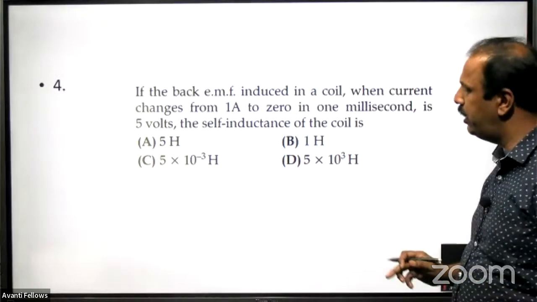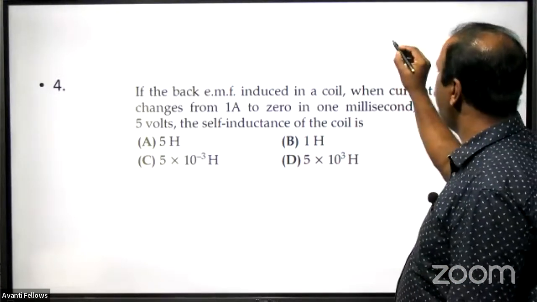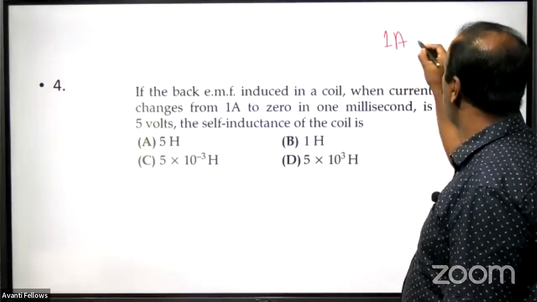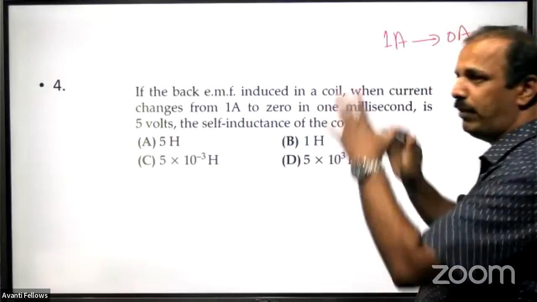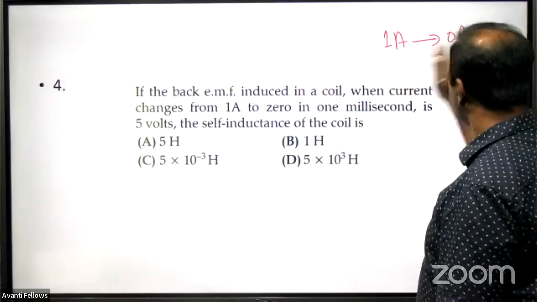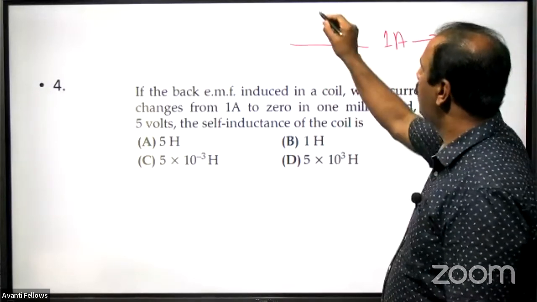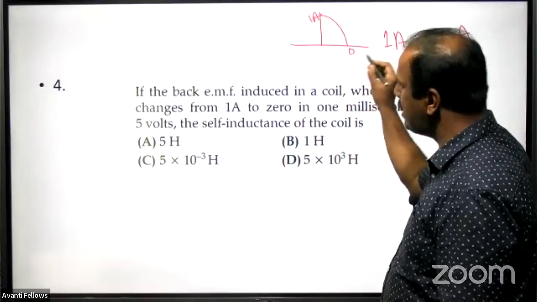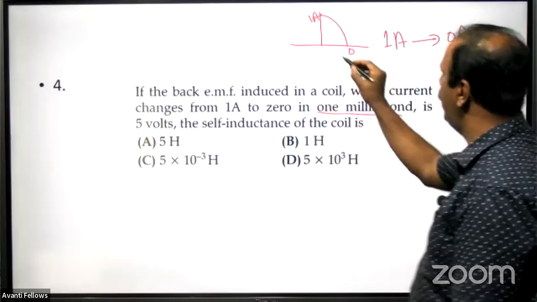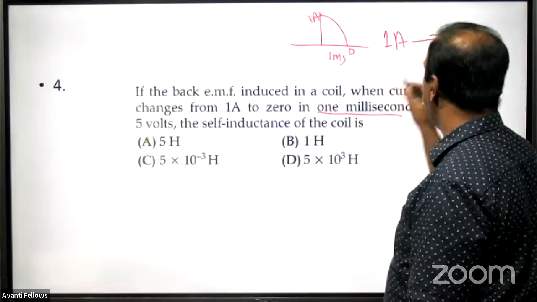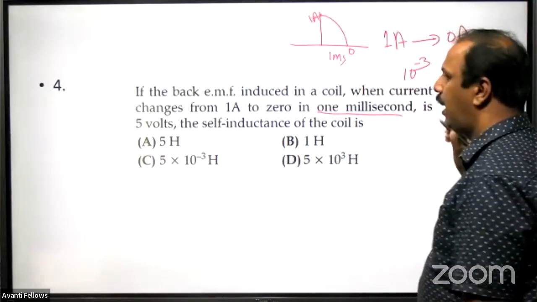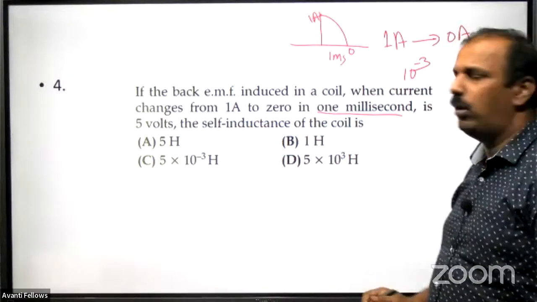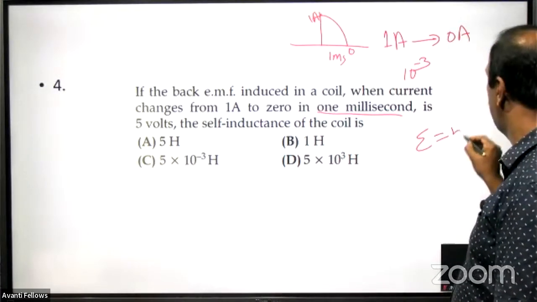Before going to the answer, first we will see what is given here. The current was 1 ampere first. This 1 ampere current goes to 0 ampere. That is, the current is reducing from a maximum value to a lower value. How much time does it take? It is coming down to 0 from 1 ampere, and it takes 1 millisecond. Milli means 10 to the power minus 3. And the induced EMF is 5 volt. That is, the EMF induced E is equal to 5 volt.